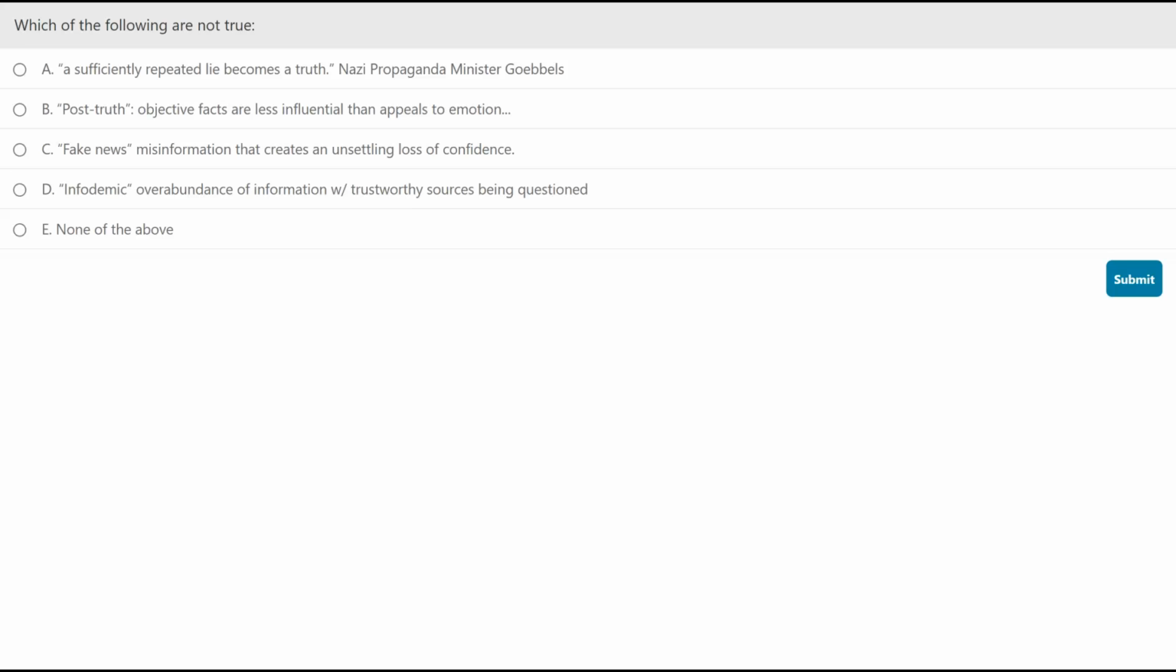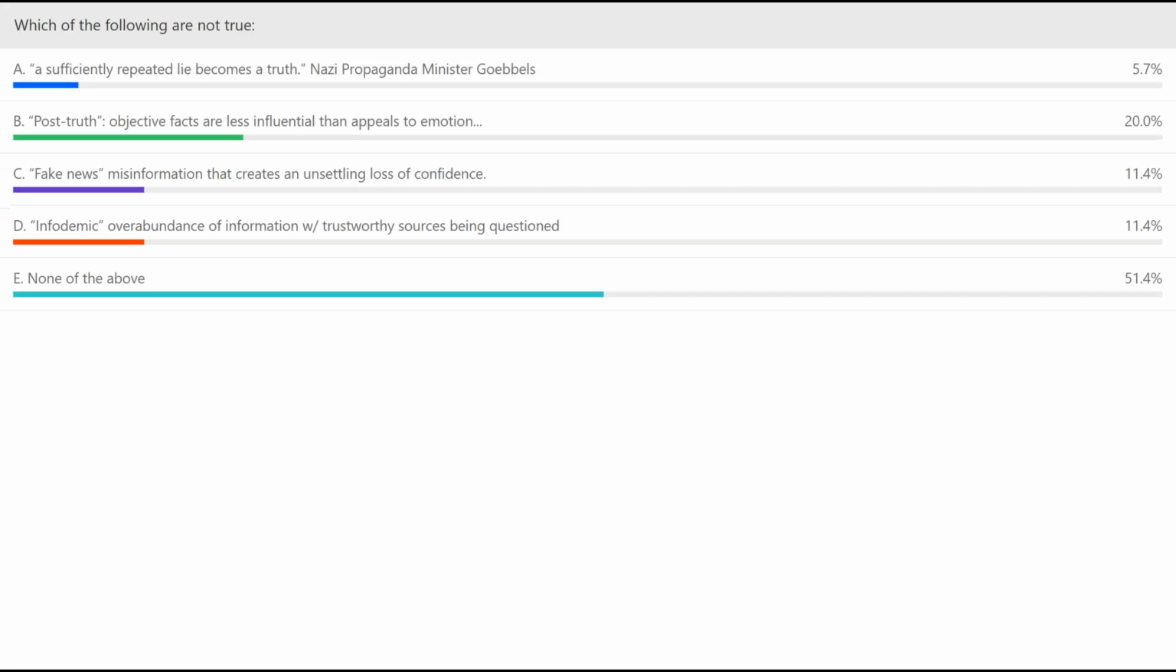Okay, let's take a look-see. We have 50%, half of us thought none of the above. 5.7% for A, 20% B, 11% C, and 11% D.